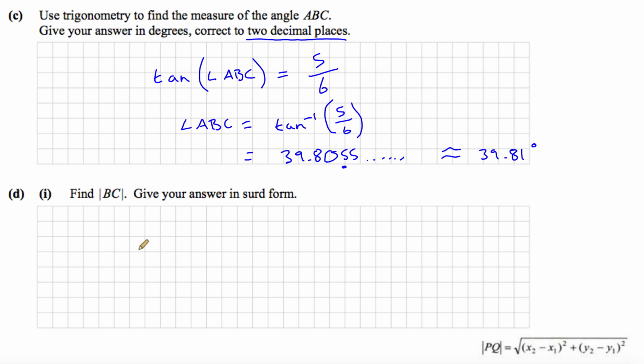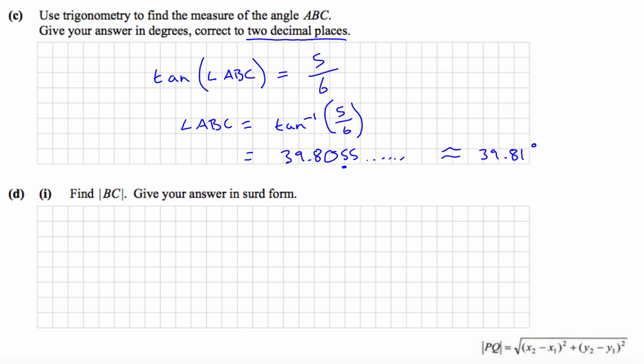Okay, so part D1 says find the length of BC. These straight line brackets here mean the length of BC. And give your answer in surd form. Okay, well, if we're looking to find the length of BC, there's a few ways you could do this. You could use the distance formula, which is down here, and just plug the values of B and C into this equation. But I'm actually going to do it using Pythagoras, which is really the same thing as this.